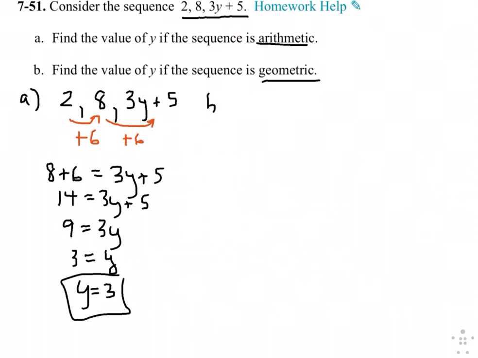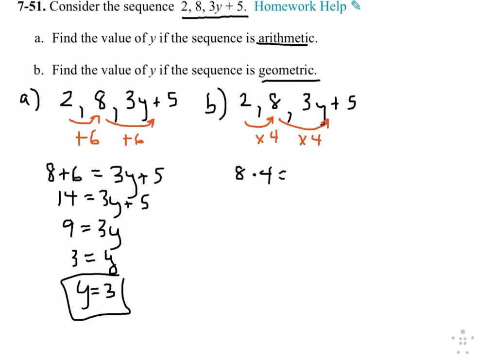Okay, now for B, they want it to be geometric. So again, I have the three terms, 2, 8, 3y plus 5. Geometric, however, means that we're multiplying. So this is times 4. So since it's a geometric sequence, that means I'm going to multiply by 4 here also. So this 8, the second term, times 4 is going to equal that third term, 3y plus 5.